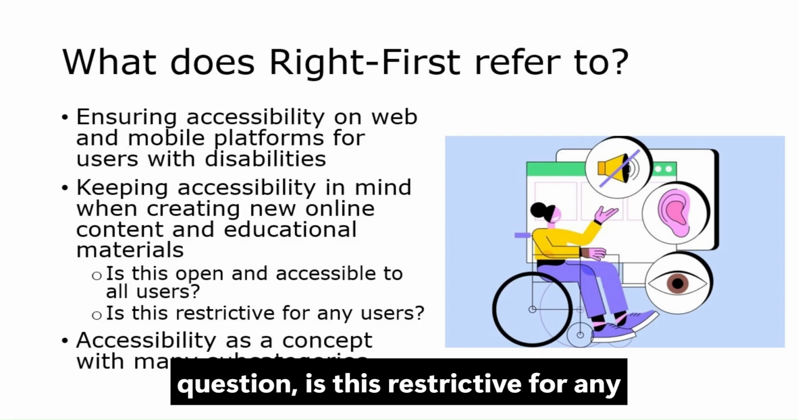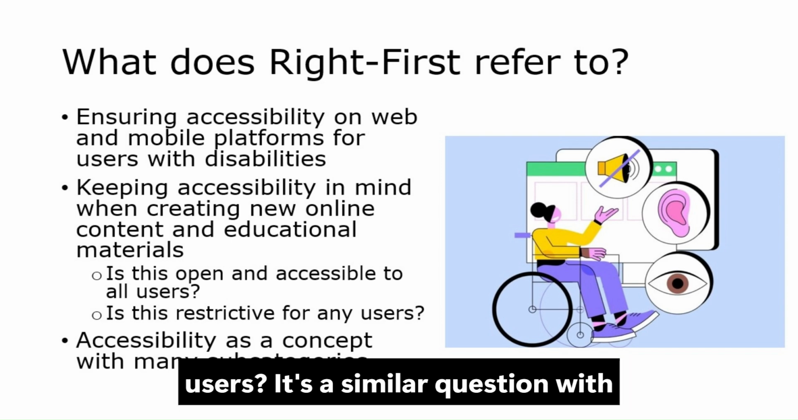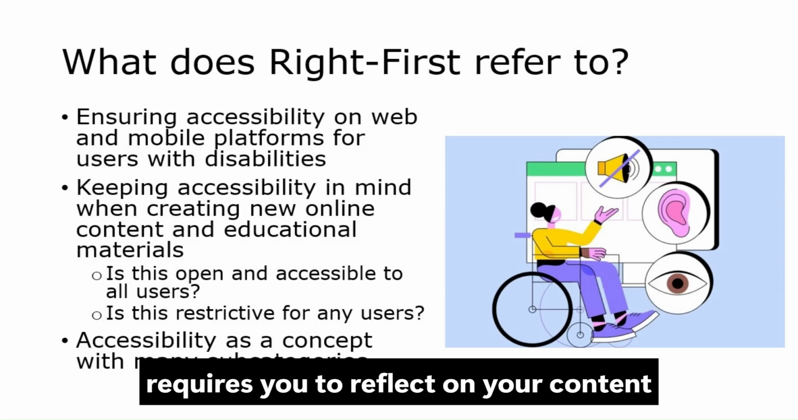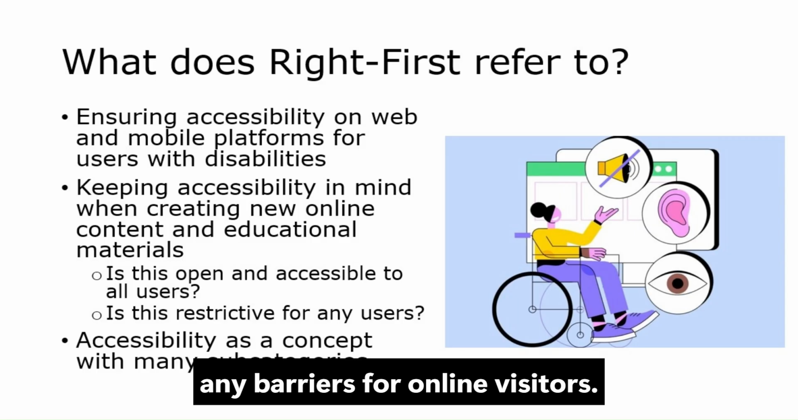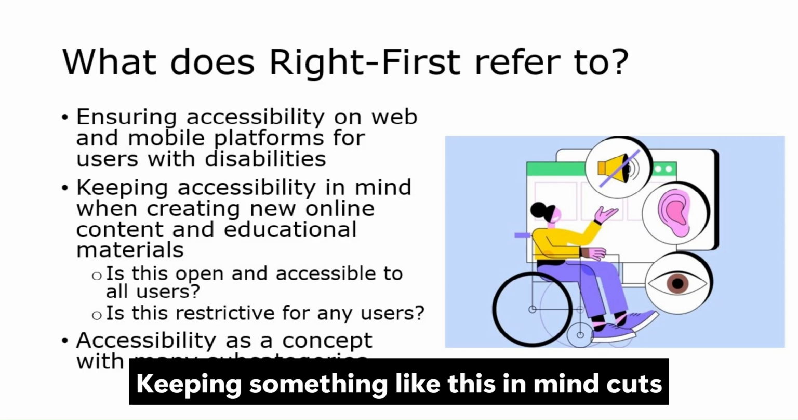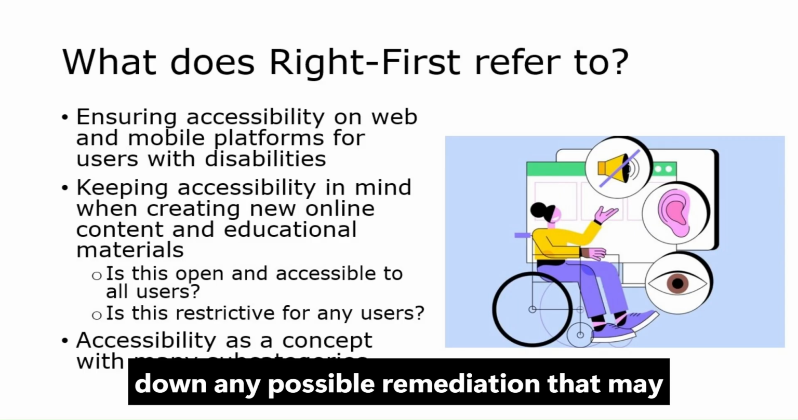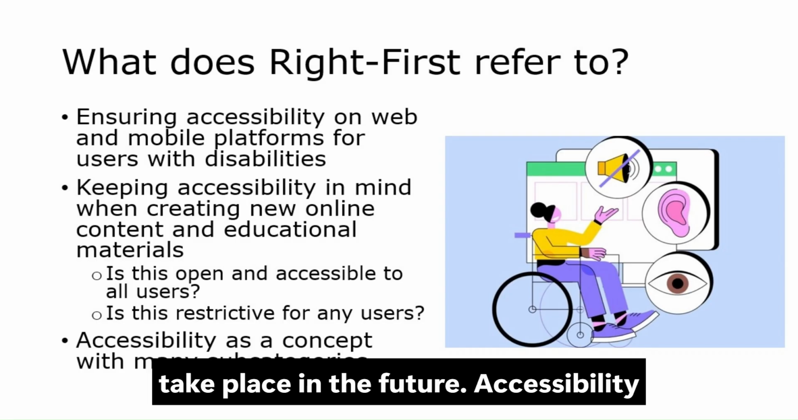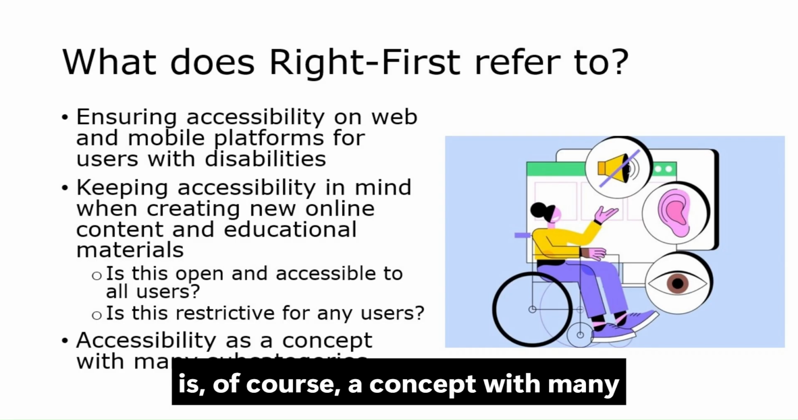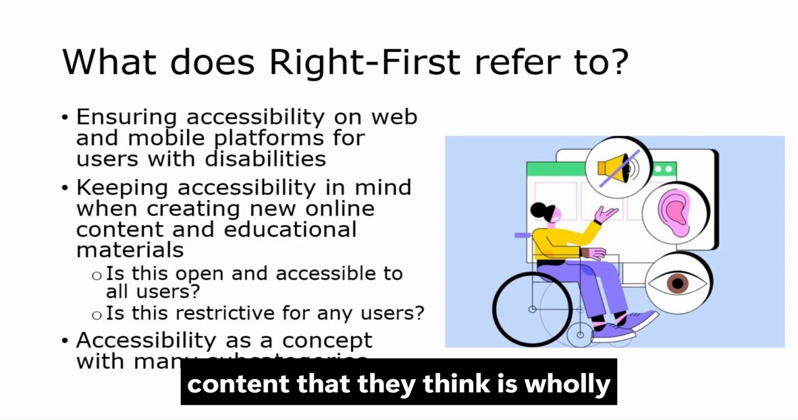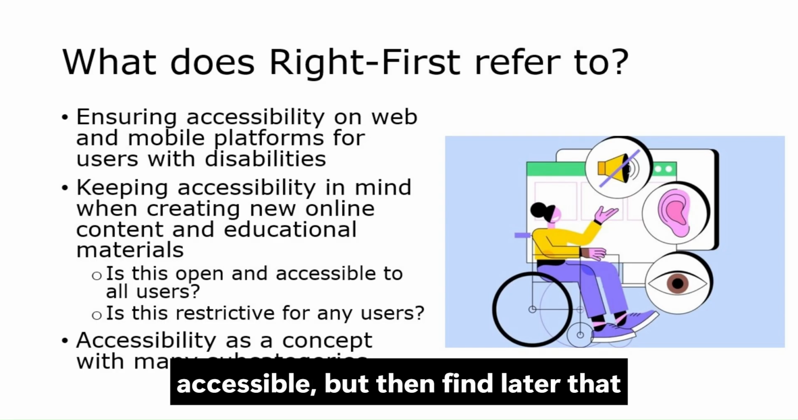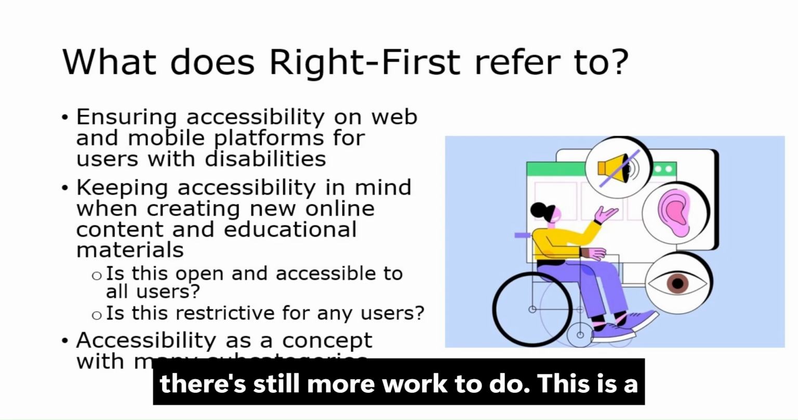Then, the question, is this restrictive for any users? It's a similar question with similar considerations, but it also requires you to reflect on your content and check that your work does not place any barriers for online visitors. Keeping something like this in mind cuts down any possible remediation that may take place in the future. Accessibility is, of course, a concept with many subcategories and considerations. It's entirely possible for someone to build content that they think is wholly accessible, but then find later that there's still more work to do.